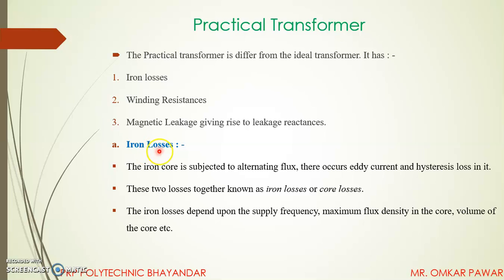So first one is iron losses. The iron core is subjected to alternating flux. So there occur eddy current and hysteresis losses in it. These two losses are known together as iron losses or core losses. The iron loss depends upon the supply frequency and maximum flux density of the core.